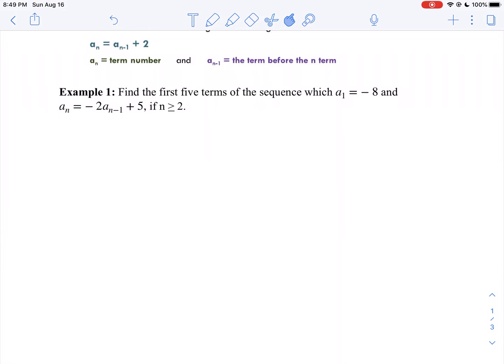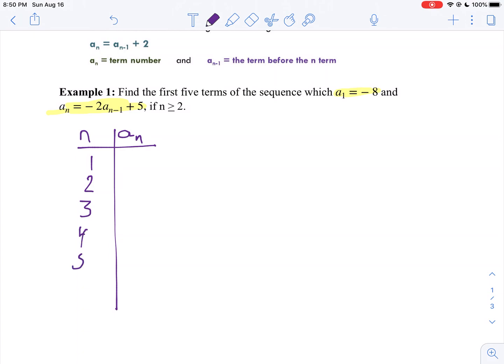I want you to find the first 5 terms of this sequence in which we know a sub 1 is negative 8, and we know the recursive formula is negative 2 times the previous term plus 5, provided n is greater than or equal to 2. So we're multiplying and adding on this one. So let's make a table here. Here I'm going to put n, and here I'm going to put a sub n. So we have 1, 2, 3, 4, and 5.